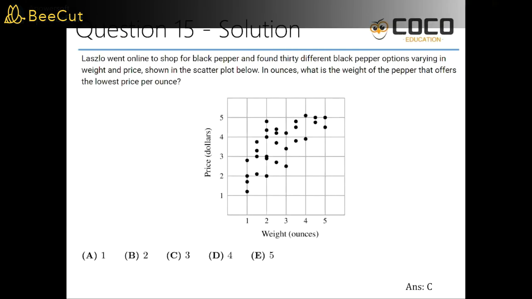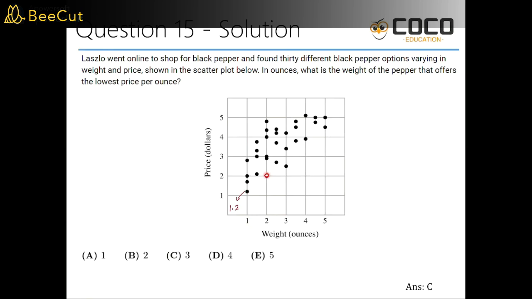Question 15. Okay, this graph shows the price versus the weight. So it answers what's the weight of the paper that offers the lowest price per ounce. Okay, let's check those where the weight is 1. This is the lowest. So the lowest, if you read it from the graph, is about 1.2 or 1.3.